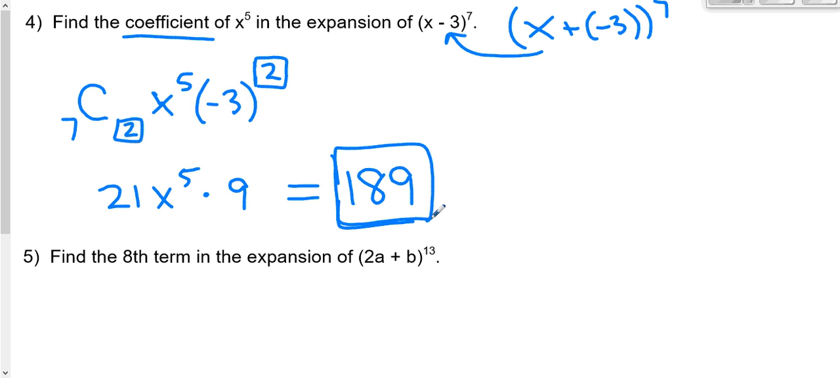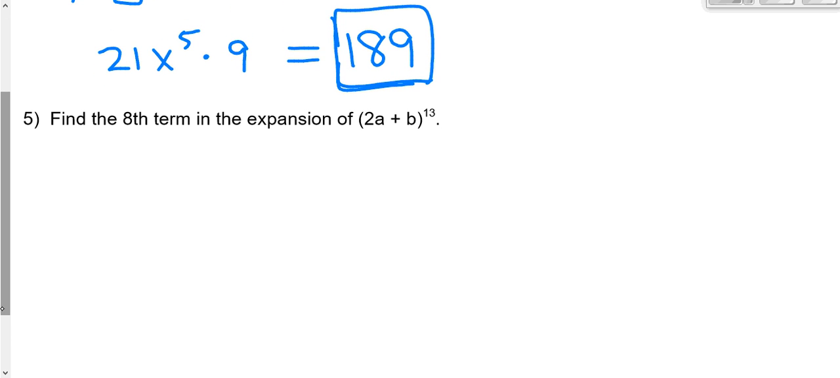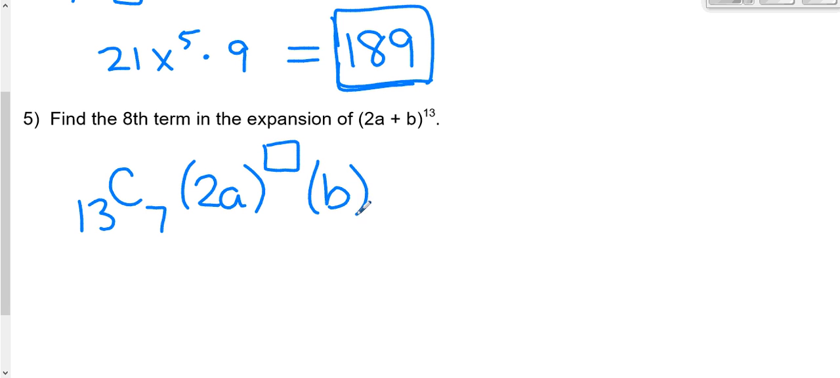Okay, for the next example, I decided let's go ahead and find the entire term. Find the 8th term in the expansion of 2a plus b to the 13th. So let's see, we know that it's going to be 13 choose something. And remember that if it was the first term, it would be choose 0. So if it's the 8th term, it's going to be choose 7. We're off by 1. And then we're going to have 2a to some power, and then we're going to have b to some power. Do you know what b is going to be raised to? That's right, to the 7th power, because the 7 here has to match with the 7 here.